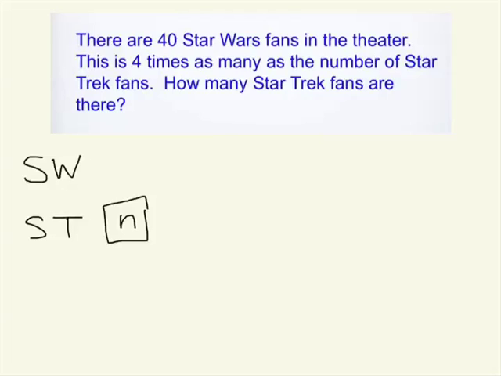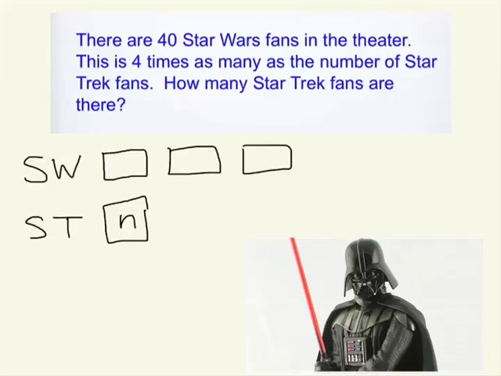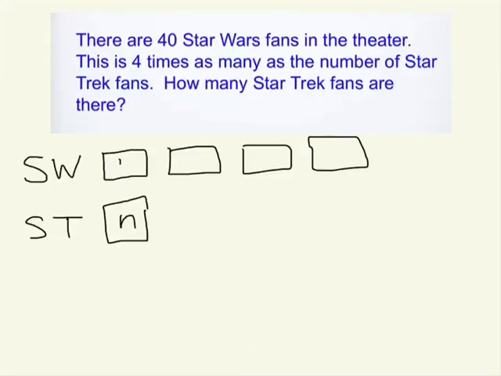And for Star Wars, because there are more fans, there are 4 times as many fans. So I'm going to make 4 groups. Okay, 4 times as many Star Wars fans as Star Trek fans. There are N Star Trek fans, or some number. So that means that N has to go in each of these groups.